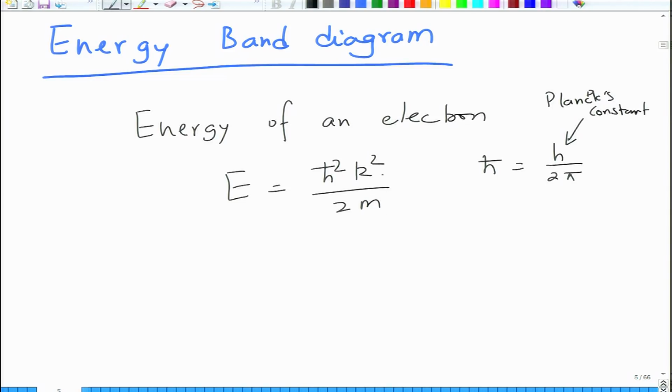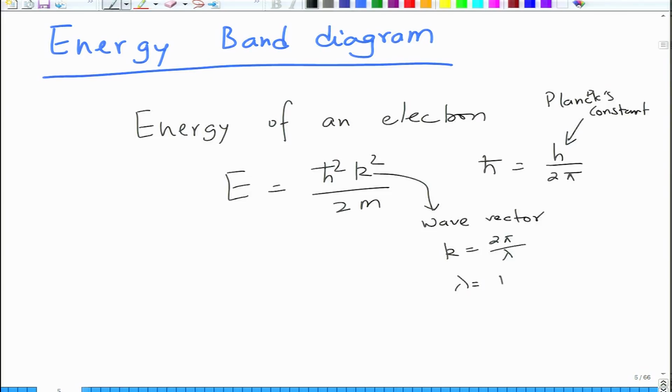And k here is called the wave vector. So k is nothing but 2 pi divided by lambda. So it is inversely proportional to the wavelength. If lambda's units are in length, then k's units are in reciprocal of length, which means if lambda represents what we call real space, k represents what we call reciprocal space. Okay, and m is nothing but the mass of the electron here.